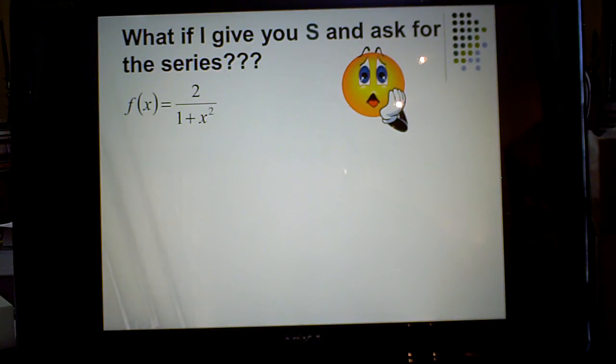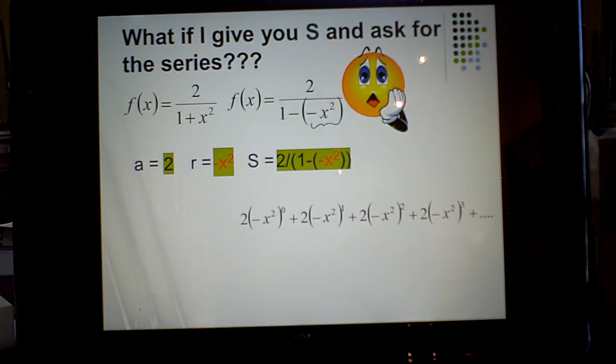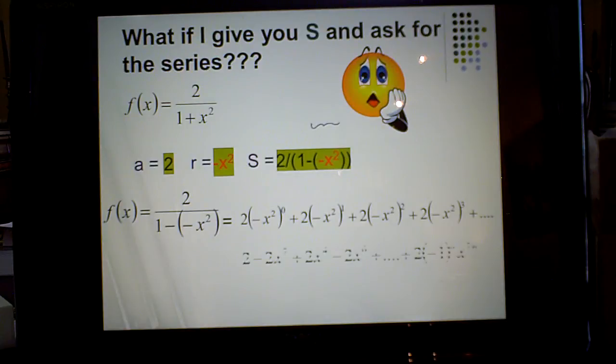What if I throw you a curveball and make this a plus? What's that going to change? You just have to realize that your r has to be in the a over 1 minus r formula. So that will just change what the series looks like by alternating its signs, but it won't change the interval of convergence.